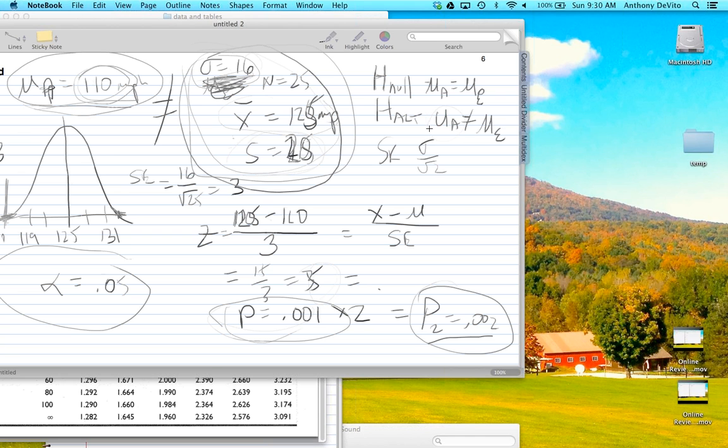That made it a single sample t-test because I didn't know the true mean for European cars. I had to base it on my sample, right? So that's a single sample t-test.